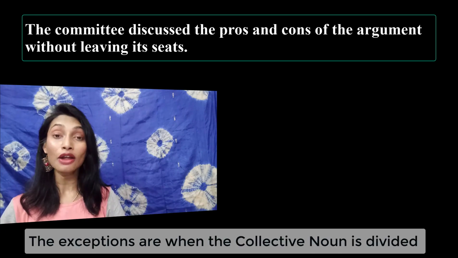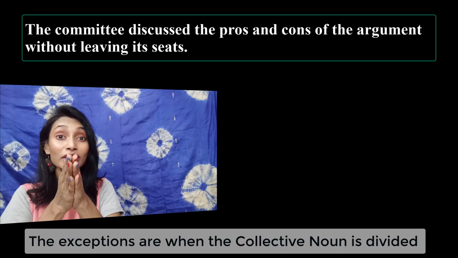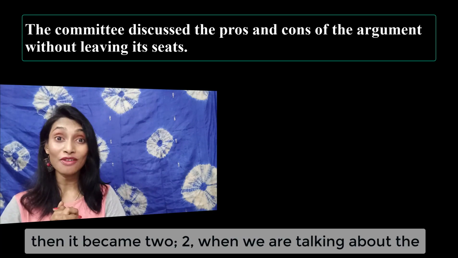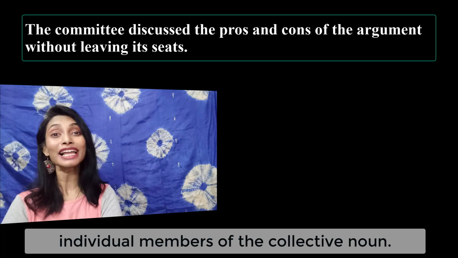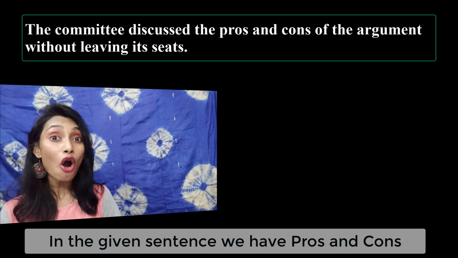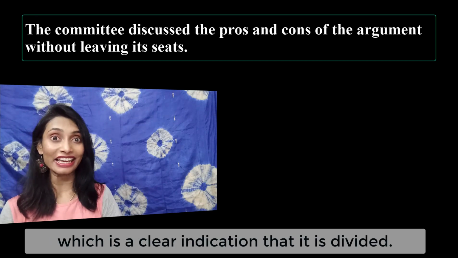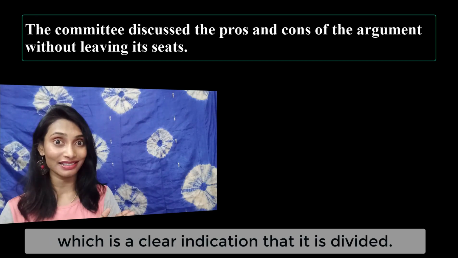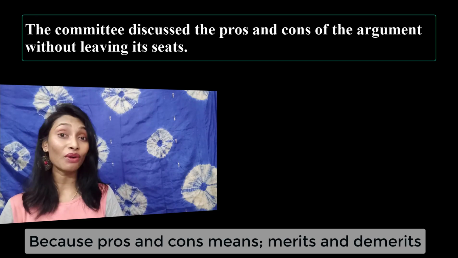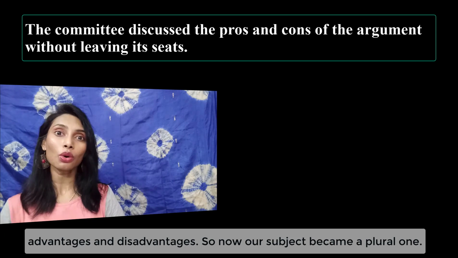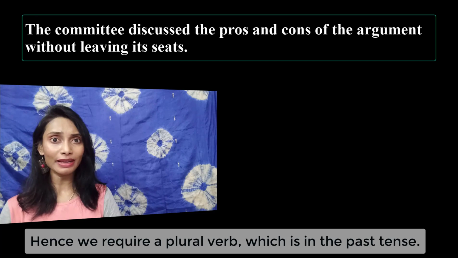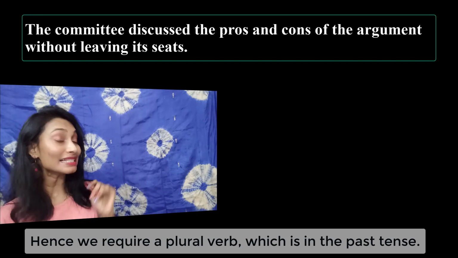But in nouns we already discussed, collective nouns can also be treated as plural with some exceptions. The exceptions are when the collective noun is divided, then it becomes two, when we are talking about the individual members of the collective noun. In the given sentence we have pros and cons, which is a clear indication that it is divided, because pros and cons means merits and demerits, advantages and disadvantages. So now our subject became a plural one. Hence we require a plural verb, which is in the past tense, discussed.